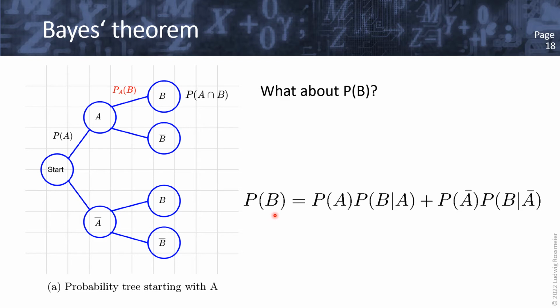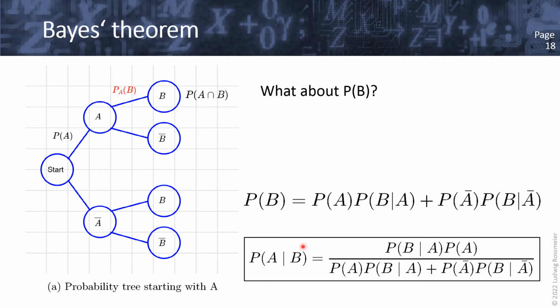In the next step, we replace the denominator P of B in the previous equation and simply rewrite here and get the term P of A given B, which will come from P of B given A. So we kind of invert the probabilities, the conditional probabilities, using Bayes' theorem. So now let's see how we do this for our problem with the Poisson distributions.